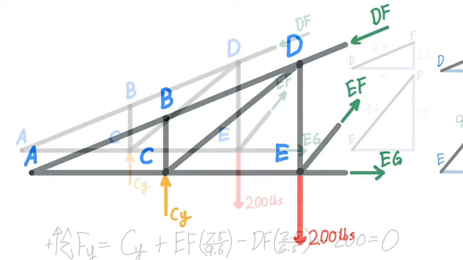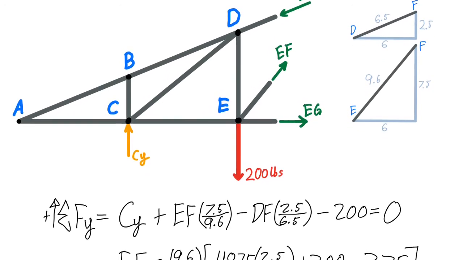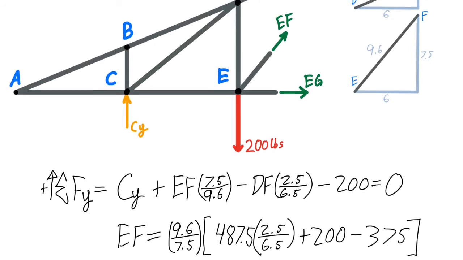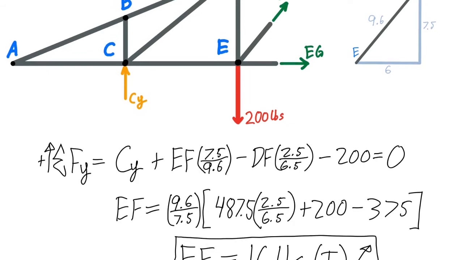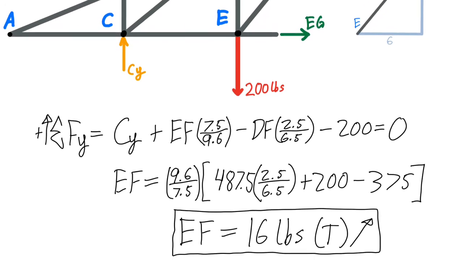Now, to find the last internal force we're looking for, we will look at the sum of the forces in Y for this section. For EF, we found that the member has an internal tension of 16 pounds, and our assumption about the direction of the force was correct. With that, we have found all of the desired internal forces for this problem.